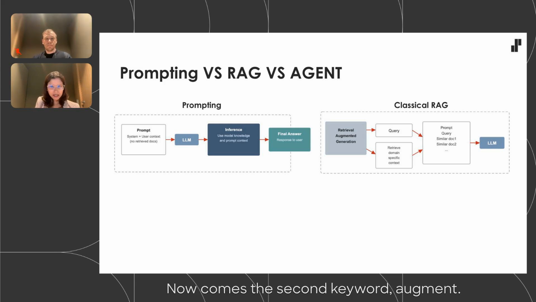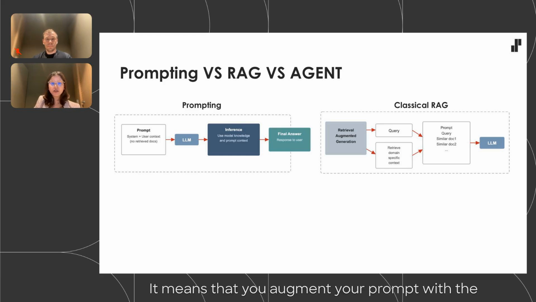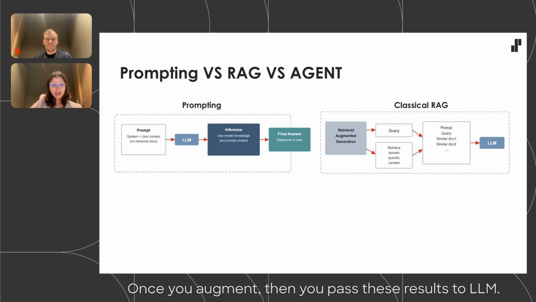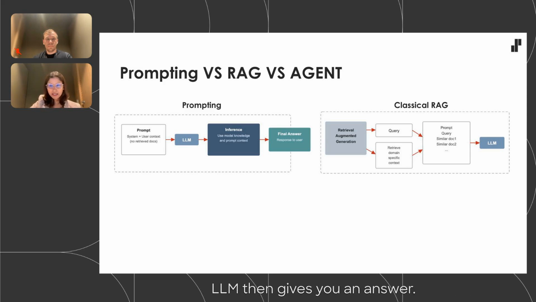Now comes the second keyword, augment. What does it mean? It means that you augment your prompt with the retrieved results you have received from your similarity search or some other algorithm. Once you augment, you pass these results to the LLM. The LLM then gives you an answer.